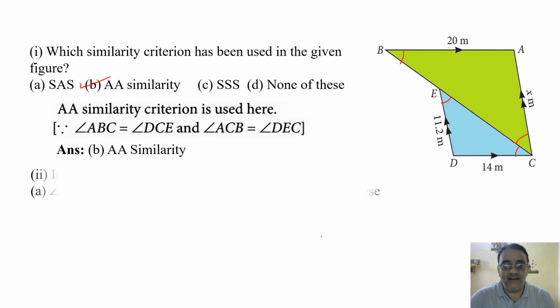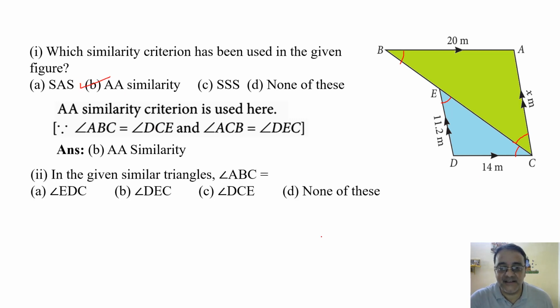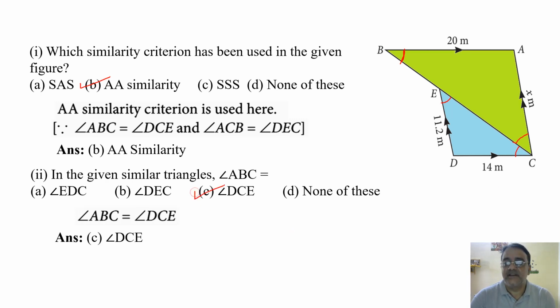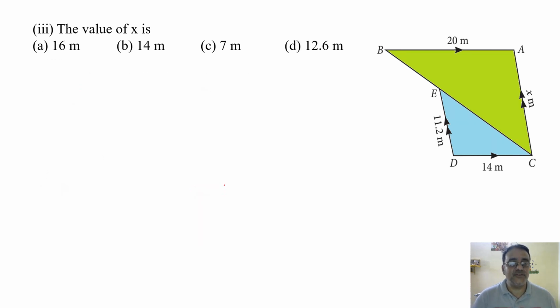Now in the next question, in the given similar triangles, angle ABC is equal to dash. Already we have written it just now. Angle ABC is equal to which angle? Angle DCE. Yes, angle DCE, and the correct option is C. Right. So now we are moving toward the next question. The value of x is dash. Look at x in the figure.